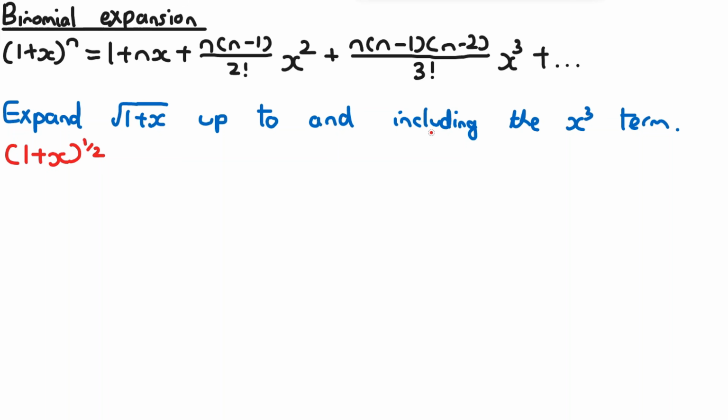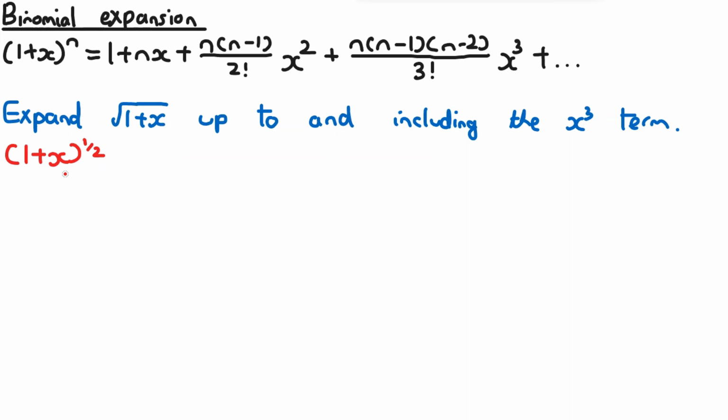Now one thing to note with this question is it says to expand it up to and including the x to the power of 3 term. And the reason for this is this formula goes on forever. It has x to the power of 4, x to the power of 5, x to the power of 6 terms, etc. So they will have to give you a certain number of terms to go up to. So let's do this. The way that I did it in year 1, the same way that I'm going to do it, is I'm going to do it term by term.